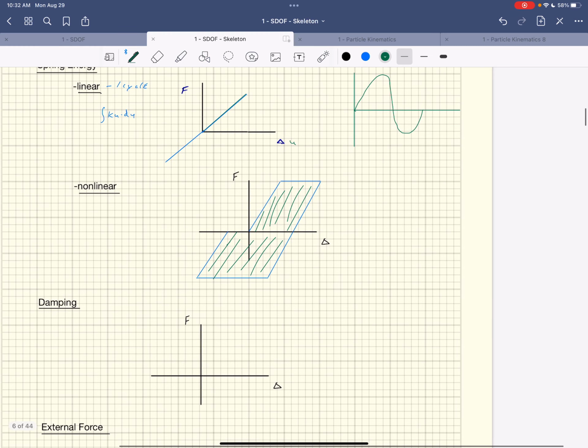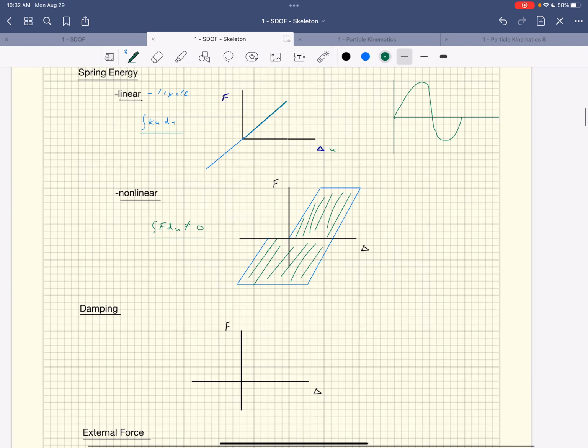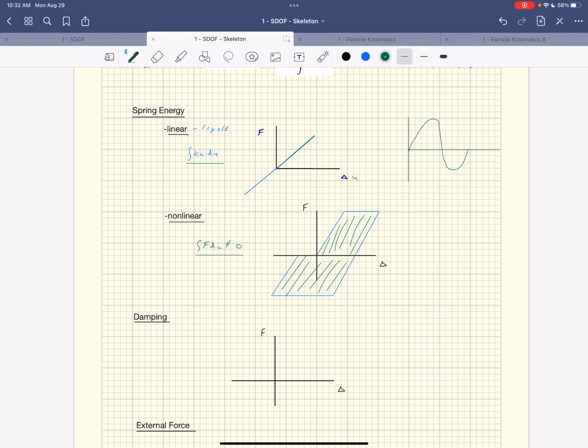And so the point here on this nonlinear curve, you say the integral of f du is not equal to zero. So energy is being dissipated and the thing is slowing down and stopping. And not only is it slowing down and stopping, it's also reducing the magnitude of the forces, which we'll get into way later. But that's a common thing.